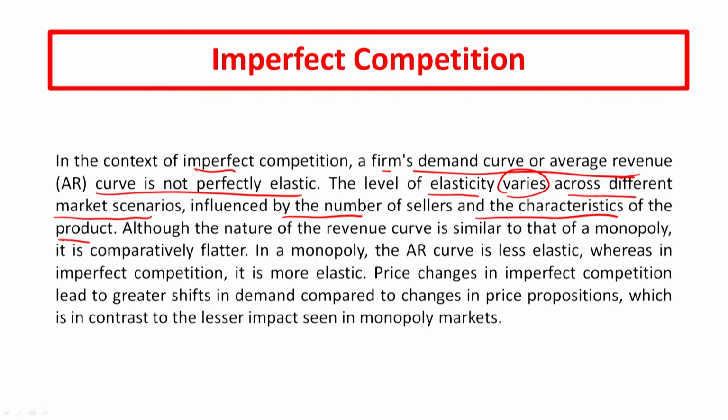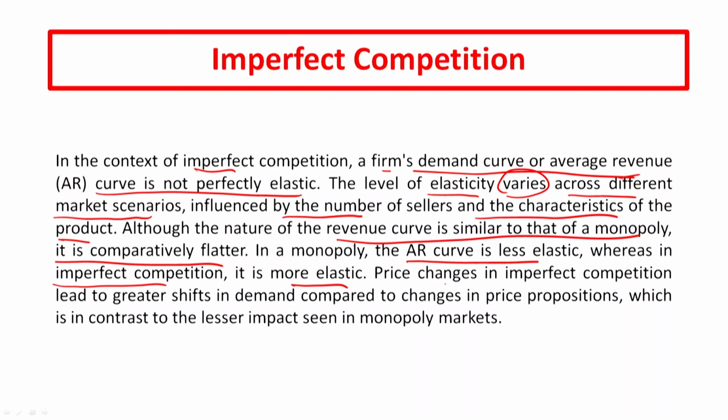Altogether, the nature of the revenue curve is similar to that of monopoly. It is comparatively flatter, which means the diagram is roughly the same, but here it is flatter in nature. The difference between monopoly and imperfect competition is that in monopoly the AR curve is less elastic, whereas in imperfect competition it is more elastic.